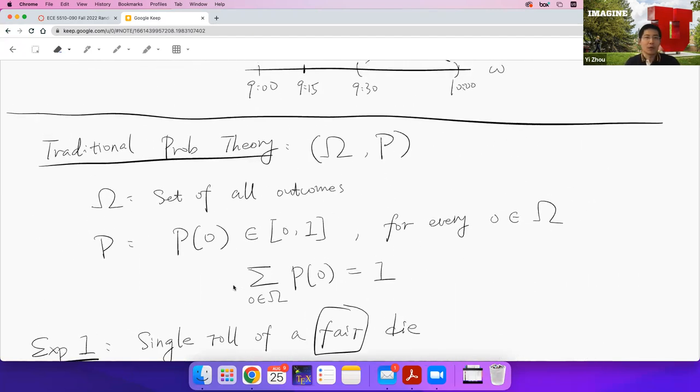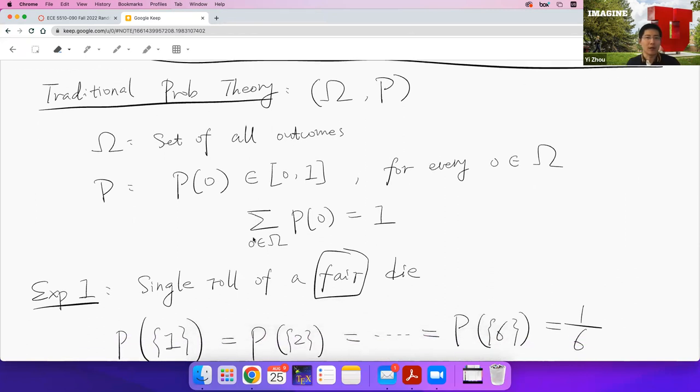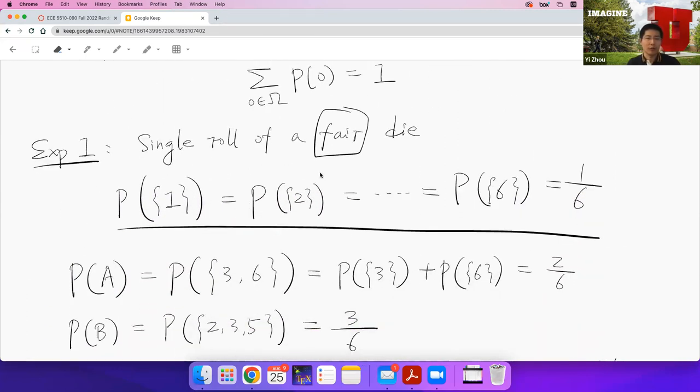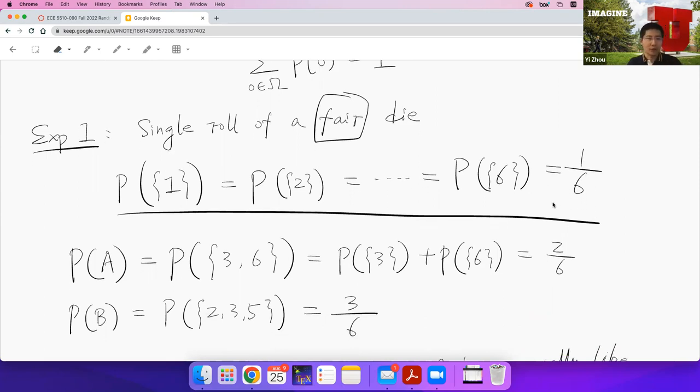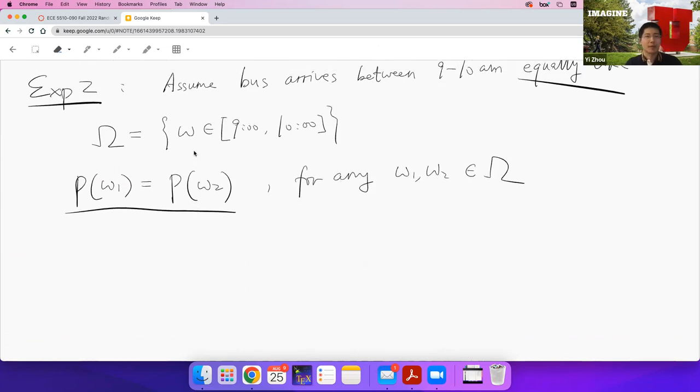But then the issue is that in the previous example, we also had this equally likely assumption. In that example, because we have only 6 outcomes, and 6 is a finite number, we know that the probability of each outcome is 1 over 6. So this is computable. But in this case, although every outcome is equally likely, we have infinitely many outcomes because it is a continuous interval. The time between 9 and 10 has infinitely many time indexes.